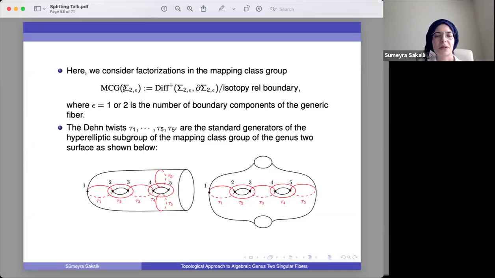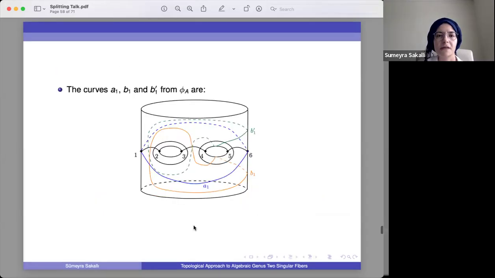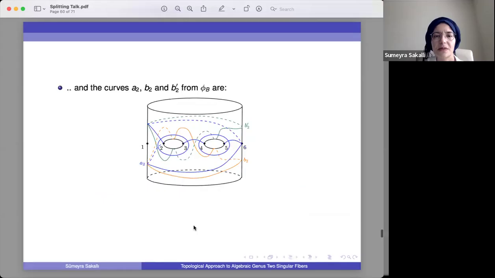So these are the pictures for the generic fibers, basically. Here we have one boundary component, and here we have two boundary components. And when we say tau 1, for instance, this is the Dehn twist along this vanishing cycle, and so on. So these are the simpler types. And then we have some more complicated curves in the list. We also specifically show how to obtain them, how to prove them.